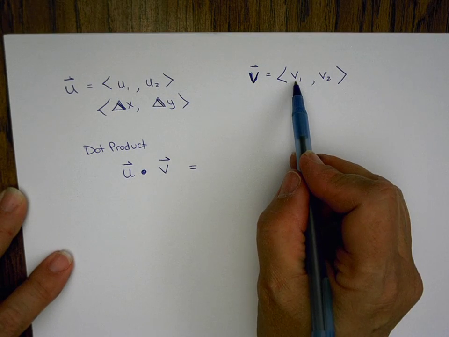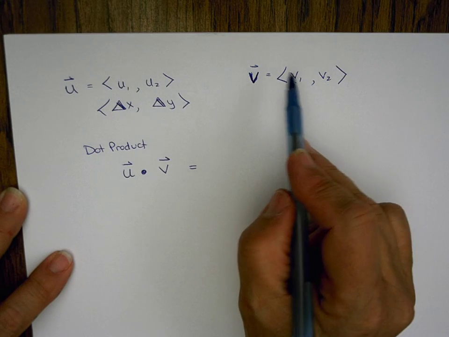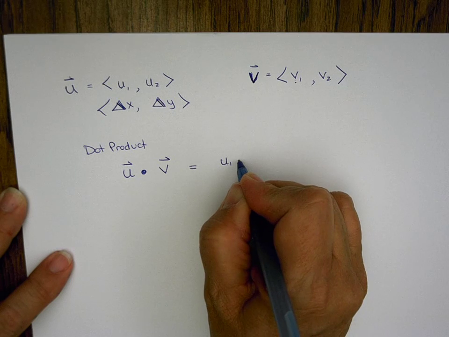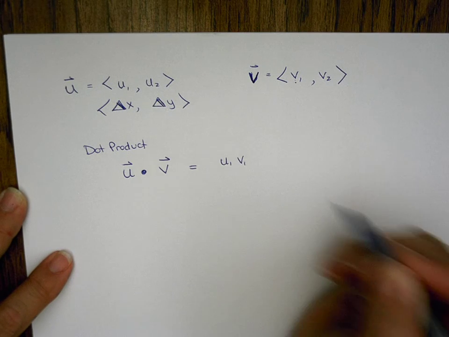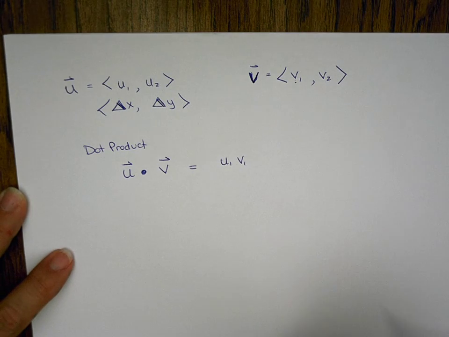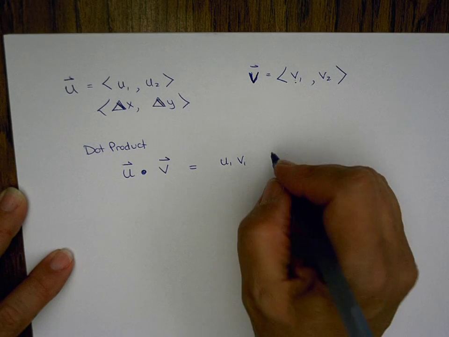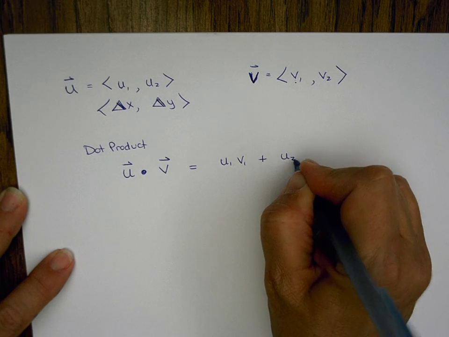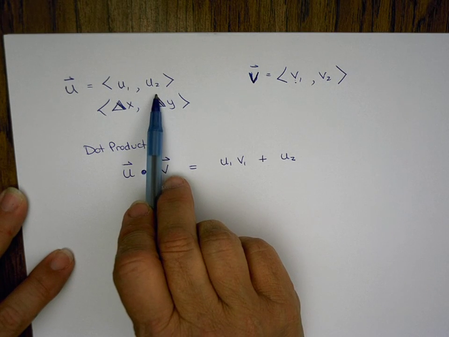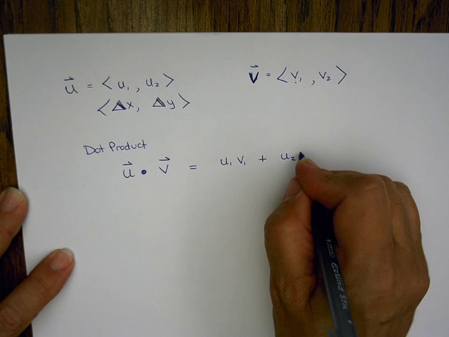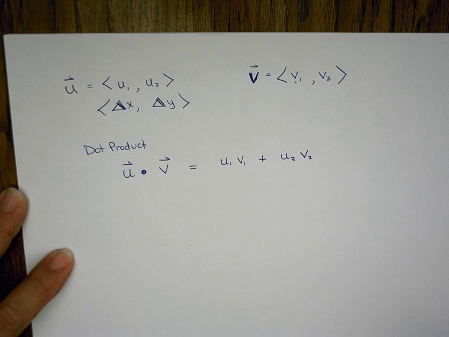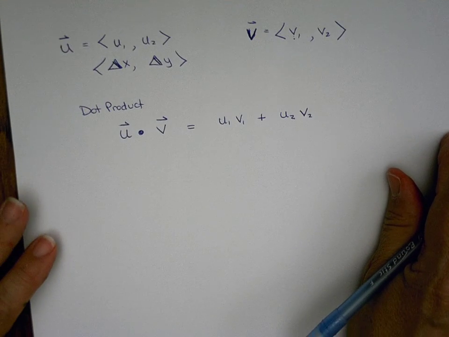You're supposed to multiply the change in x's together. So in this case, it'll look like u1 times v1. I'm not putting a dot there. That means it's an implied multiplication. You're going to multiply. They're going to be actually numbers. You'll multiply them. And then you'll add that together with the changes in y. So the change in y times the change in y. So that actually turns into a number.